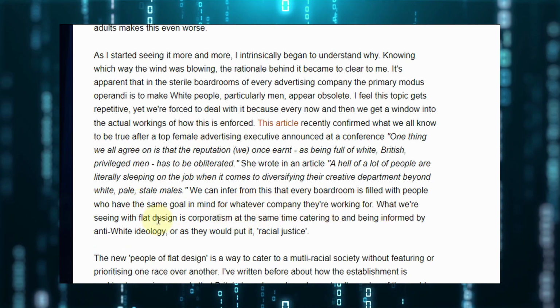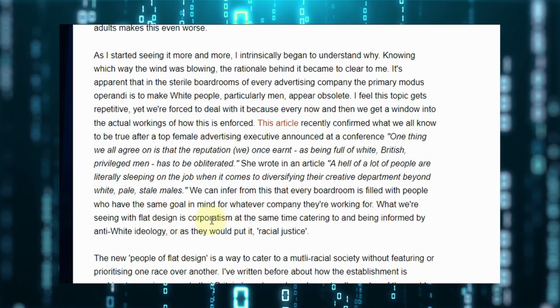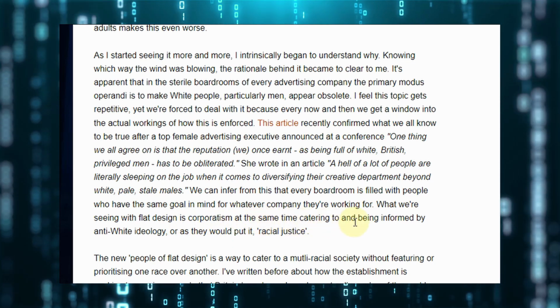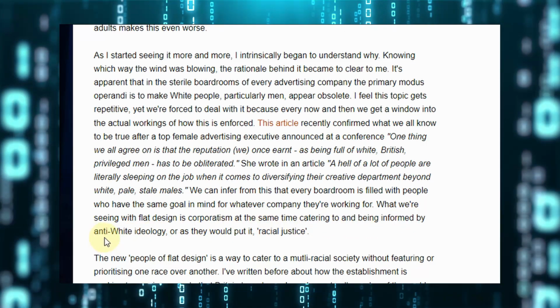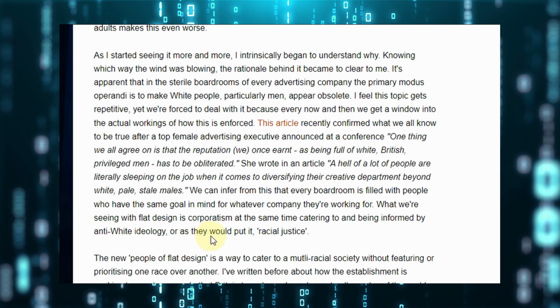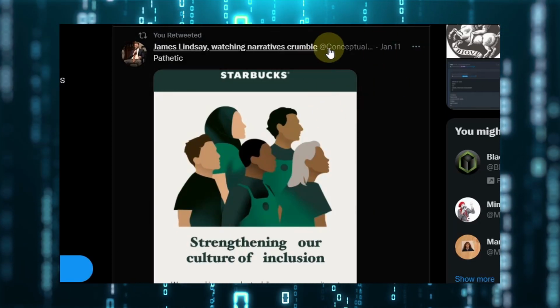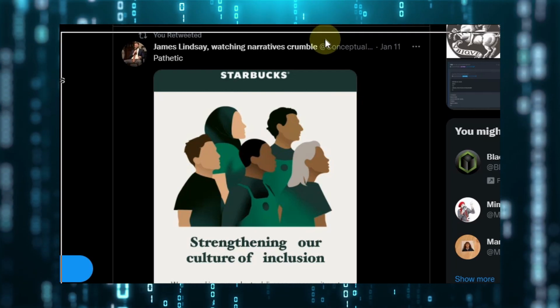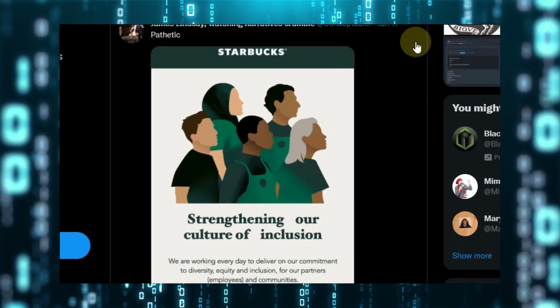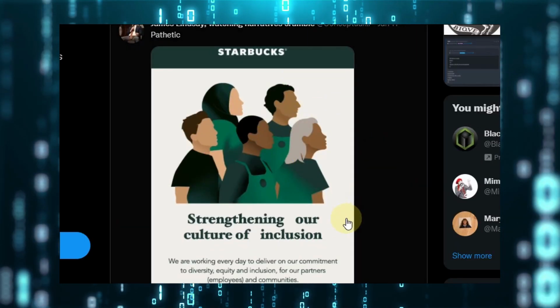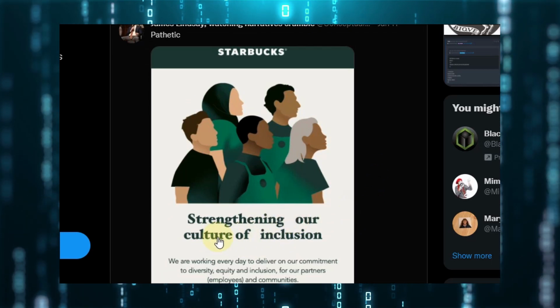What we're seeing with flat design is corporatism, at the same time catering to and being informed by anti-white ideology, or as they would put it, racial justice. Here's another example. It's a tweet from James Lindsay on January 11th. Basically shows a Starbucks graphic with the line, strengthening our culture of inclusion.